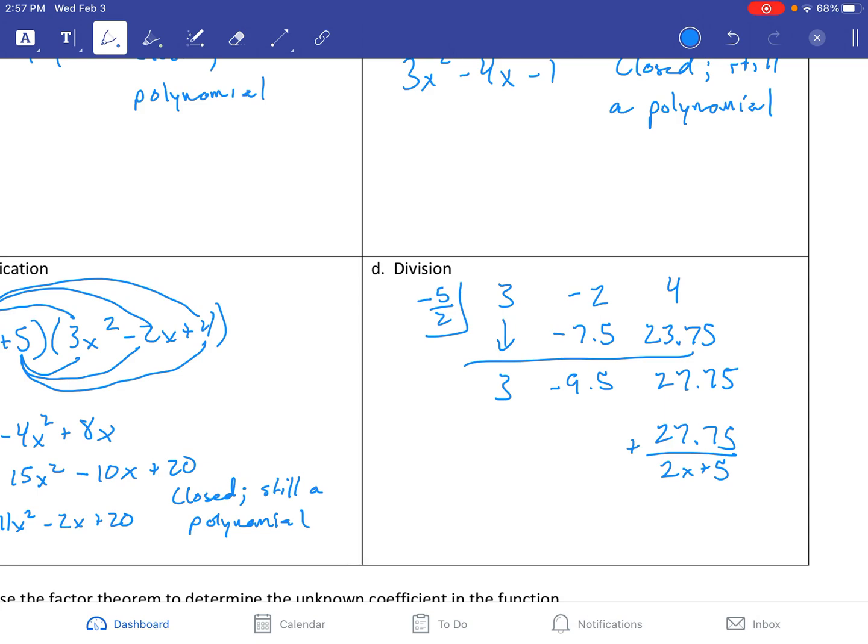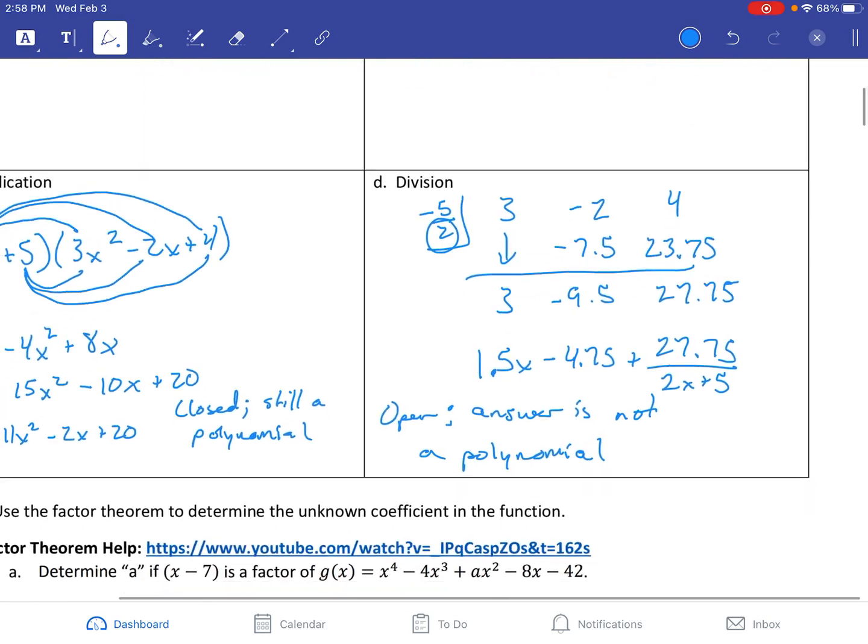And the other terms that are left, you divide them by your denominator of whatever you were using in that little box. So that would be a 2. So 3 divided by 2 is 1.5x. Minus 9.5 divided by 2 is 4.75. So this is open because we started with two polynomials, but we ended with something that's not a polynomial. It is something else, which is why it's open.